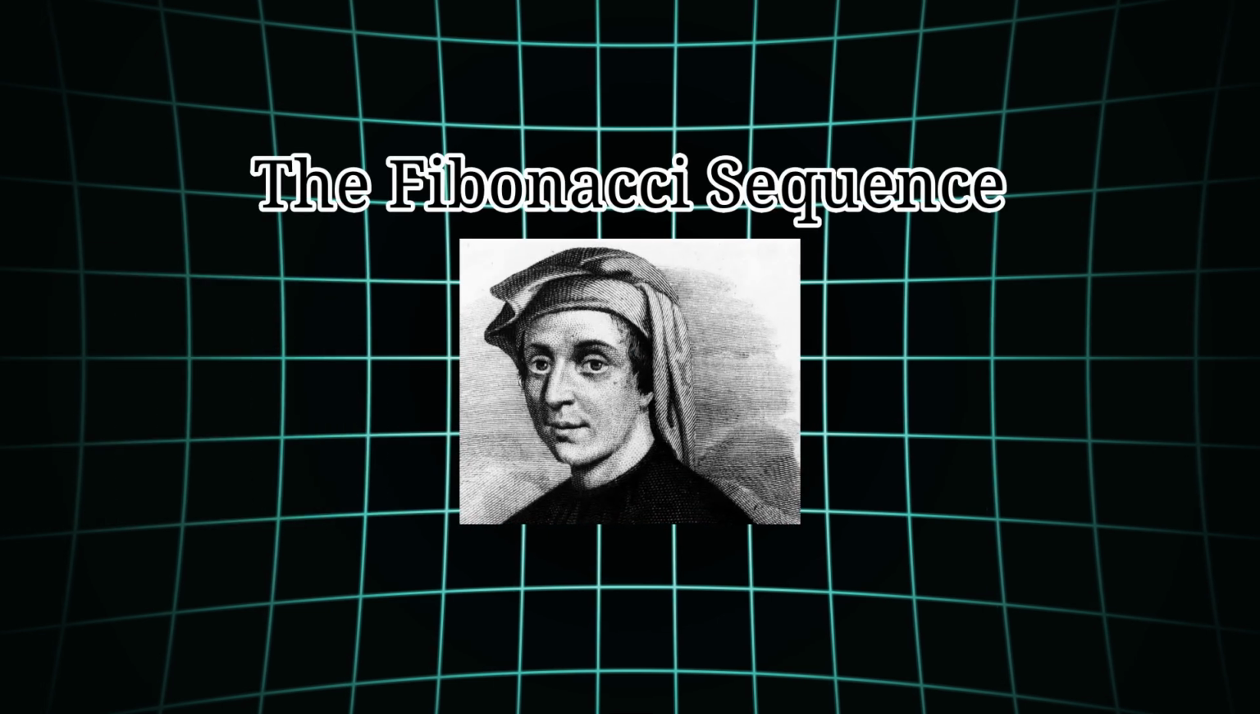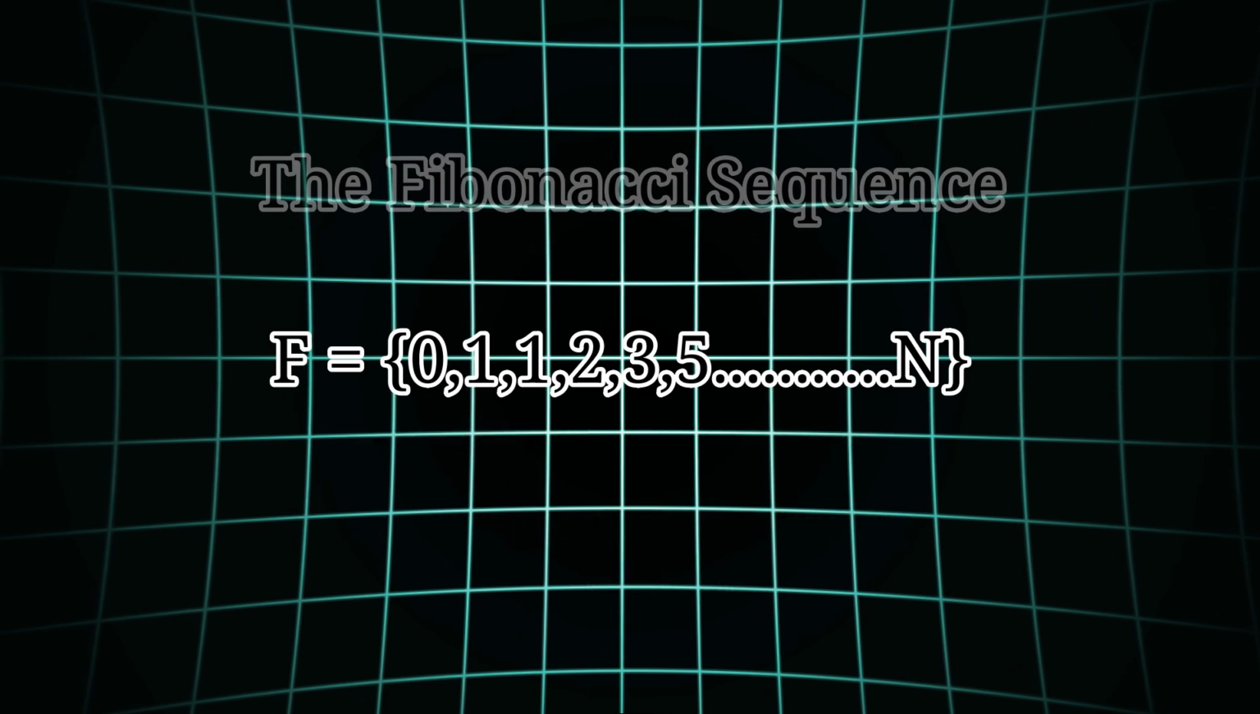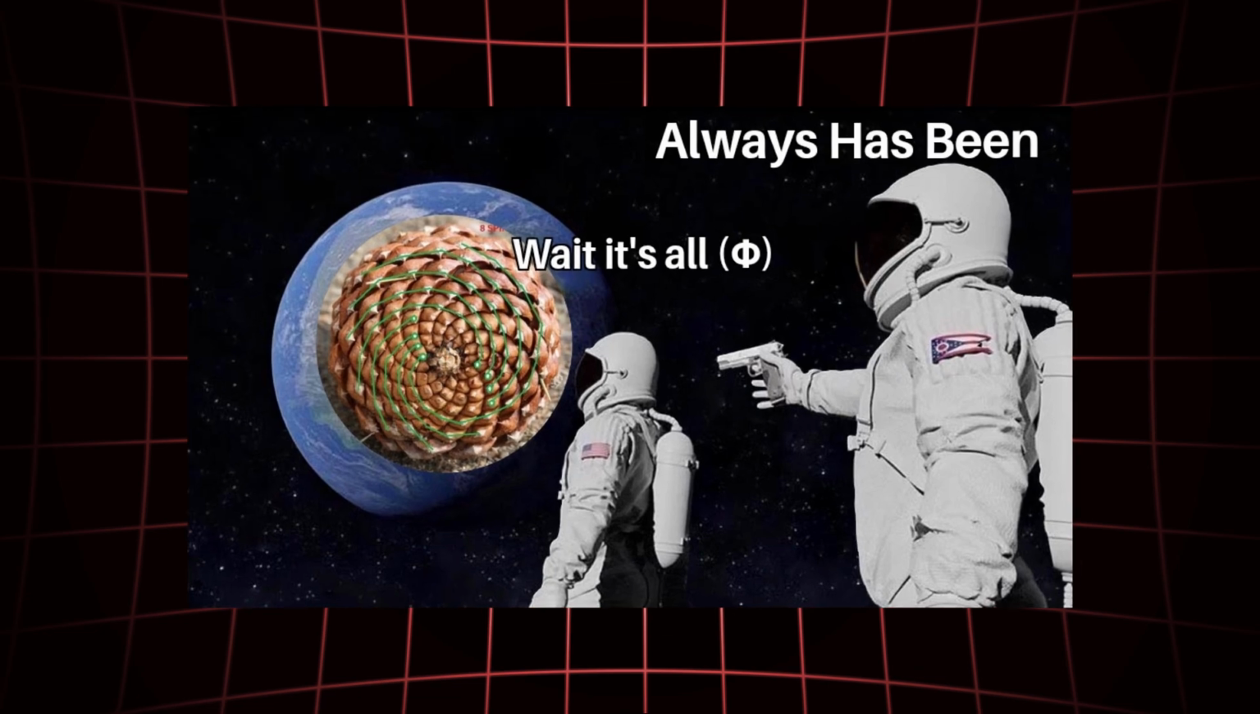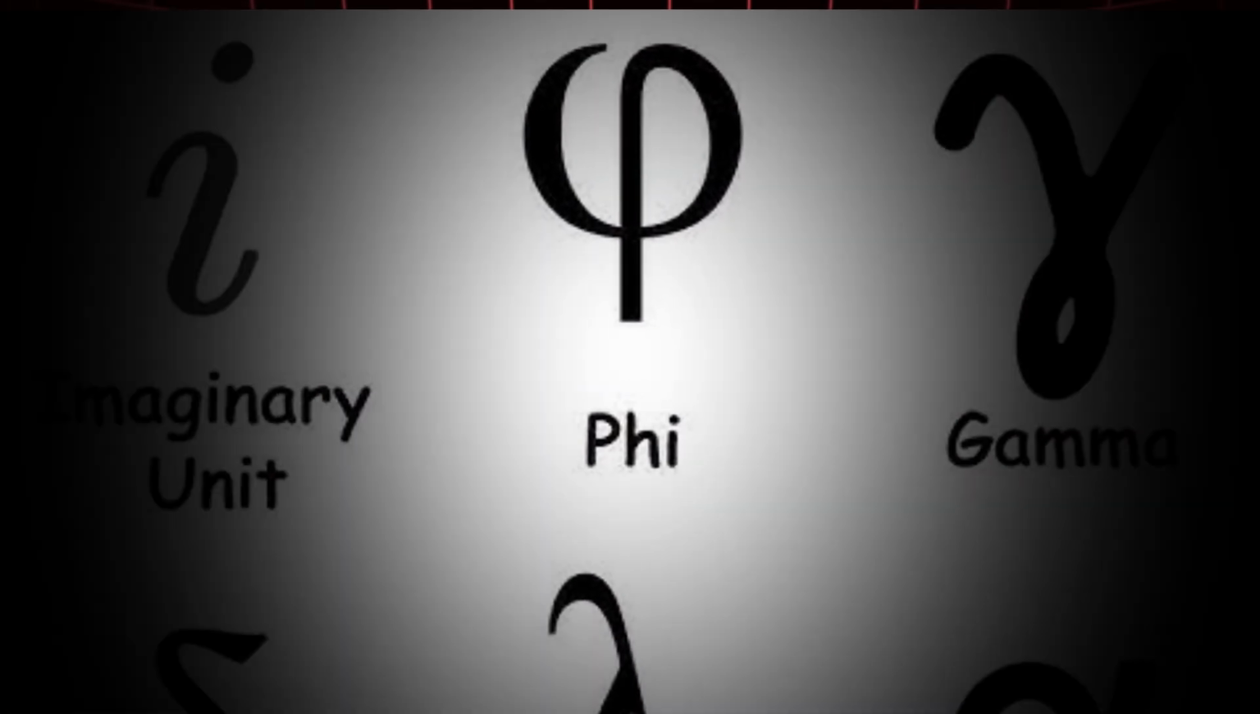The Fibonacci sequence is a series of numbers where each number is the sum of the two preceding ones. It usually starts with 0 and 1, and for some reason, it's everywhere I look. You see, nature likes its constants, and the golden ratio happens to be one of them.